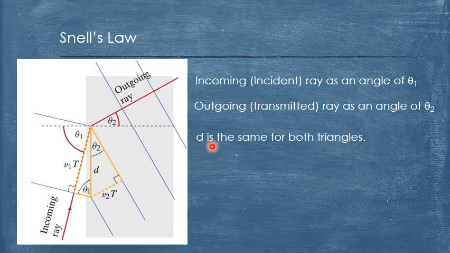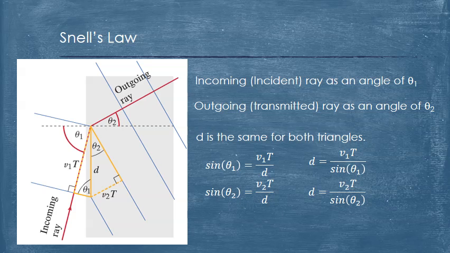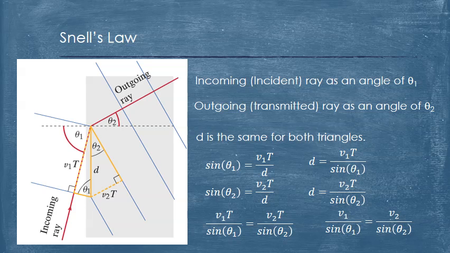So what we're going to do is calculate d for both triangles. For triangle 1, we get sine theta 1 is equal to this. For triangle 2, we get sine theta 2 is equal to this. The d's are equivalent, so I want to set them up to be equal to d, and then since d has to be equal, we're going to set these expressions equal to each other. You'll notice that we can cancel the T's, and we're left with this expression.